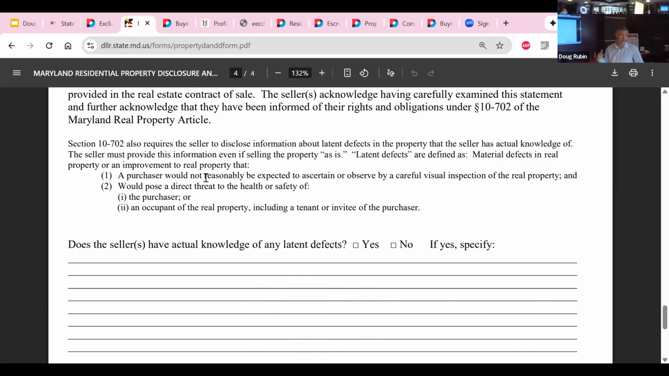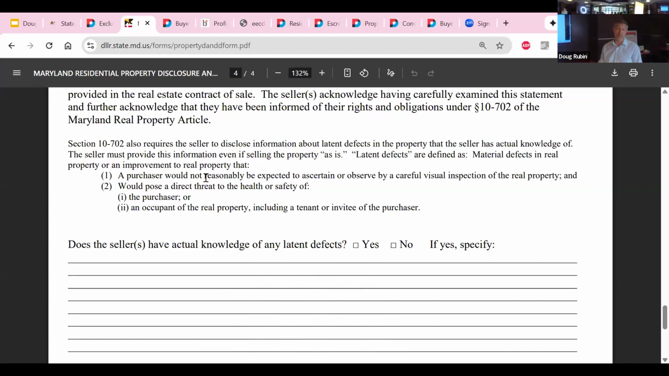Okay? That means mold. That means faulty electrical stuff. That means moisture intrusion through the roof. Stuff that someone casually walking through in a 10-minute showing isn't going to be able to find, right? But obviously would impact the amount of money that they would be willing to pay for the property. And honestly, it is so dangerous that the seller is required to do this. Okay.